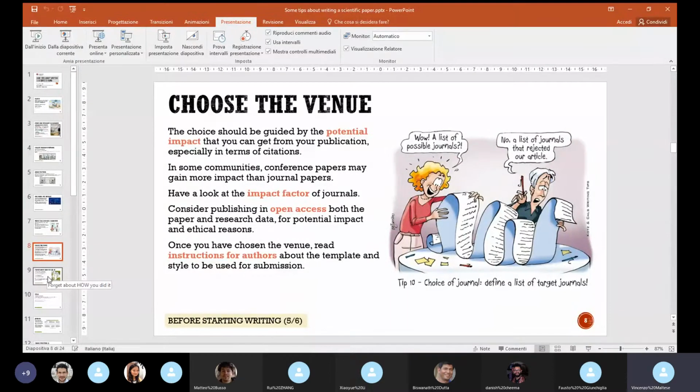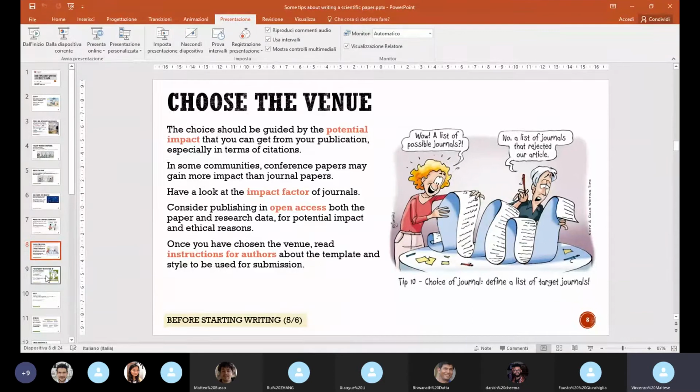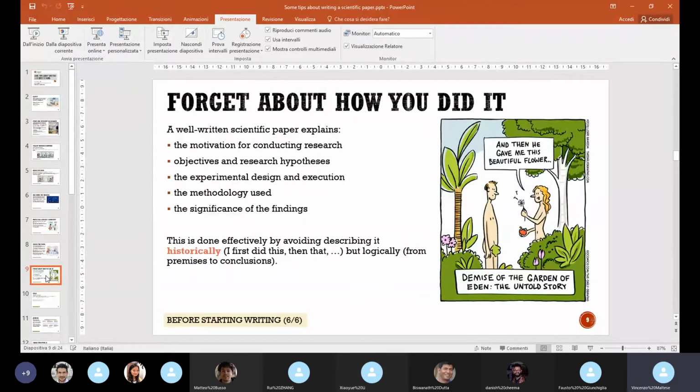The last slide about tips before starting writing is about how to describe your research. So forget about how you got your findings. You don't have to describe in your paper, you know, I got these results because by chance I discovered that by combining this with that, I can obtain this result. This is not a good way to present a paper. So you have to start from a certain hypothesis, and then you have to demonstrate that by designing an experiment in a certain way and by following specific methodologies which are well accepted in your community, you got those results.